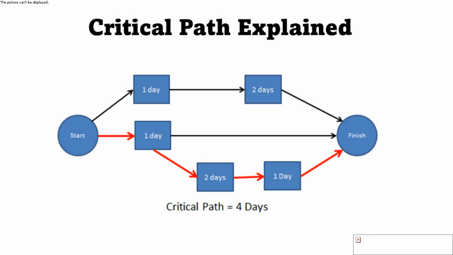Ever missed a deadline because one tiny task threw your whole project off track? I've been there, and trust me, it's frustrating. But here's the good news. That's where the critical path method swoops in to save the day. Today, we're diving deep into what it is, how to calculate it, and why it's your secret weapon for hitting deadlines. Stick around for a step-by-step guide and a free tool to try it yourself.